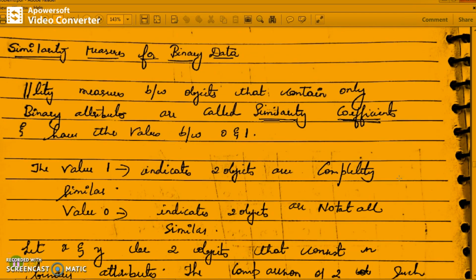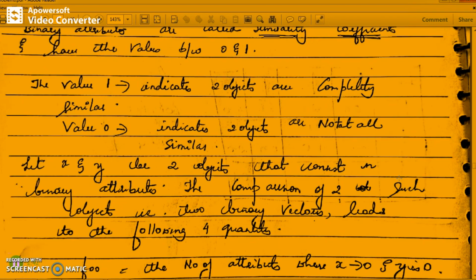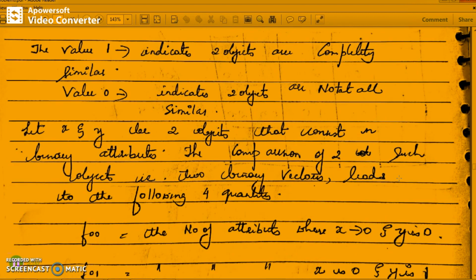So if I have two objects, say x and y, if the two objects x and y are very much similar, then I take the similarity value as 1. If the two objects x and y are not at all similar, that is completely different, then the similarity value will be equal to 0. So this is what you have to remember. Now for the similarity calculation of two objects whose attributes are all binary values.